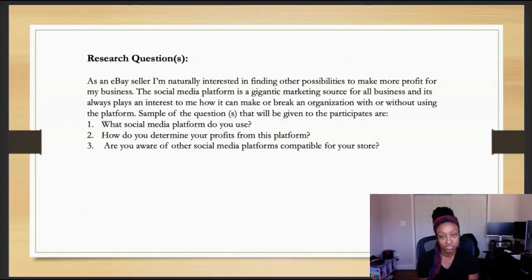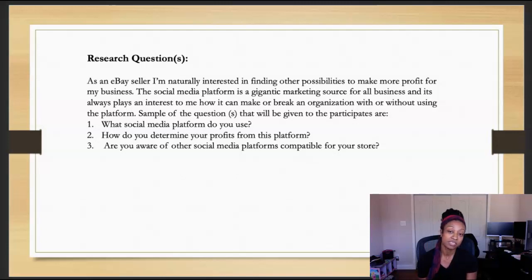The next slide is the research question. As an eBay seller, I'm naturally interested in finding other possibilities to make more profits for my business. The social media platform is a gigantic marketing source for all businesses, and it always plays an interest to me in how it can make or break an organization with or without using this platform.